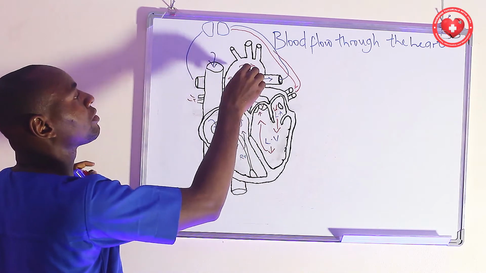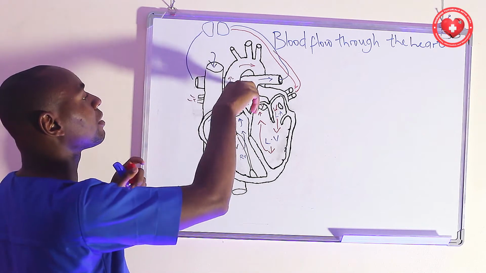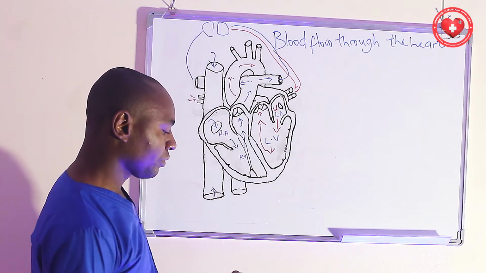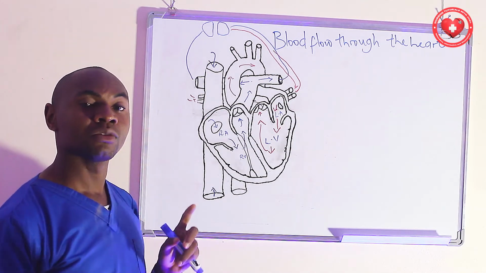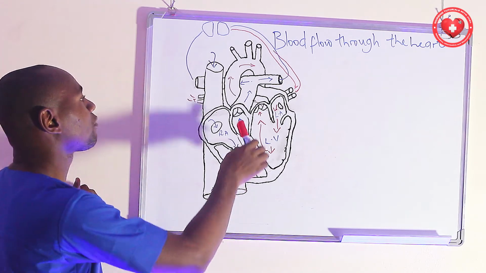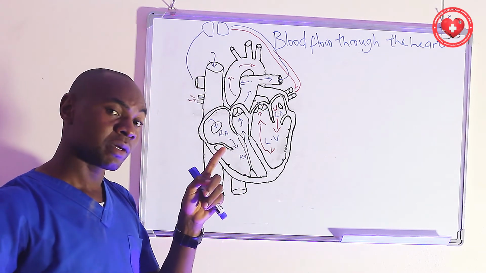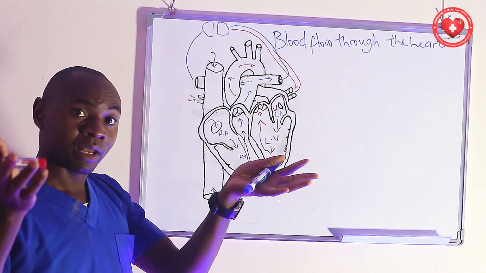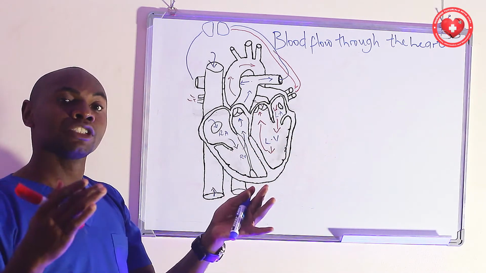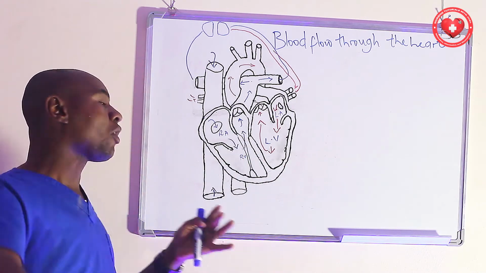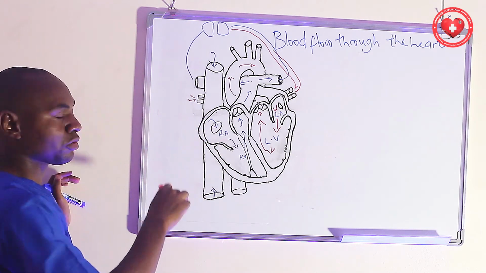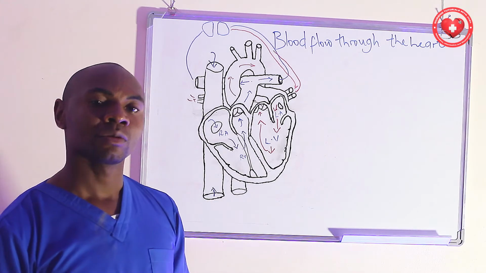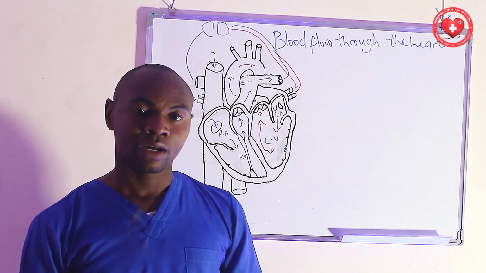And from the arch of the aorta, it enters the ascending aorta, from there to the descending aorta to the rest parts of the body. And that is how the movement goes on and on. So from the aorta, it spreads to the rest part of the body and gets supplied to the body parts, after which it becomes deoxygenated again and comes back to the right atrium, and the whole circle begins again. That summarizes blood flow through the heart.